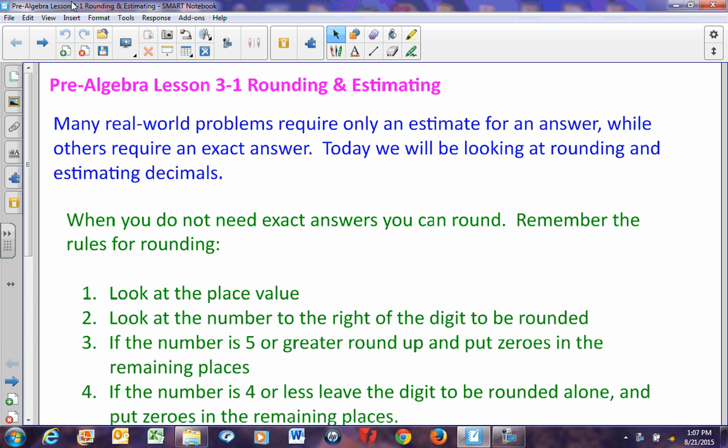However, if I'm going grocery shopping and I have $100, I can give an estimate. I go, okay, I'm going to spend $95. There's a pretty good chance I'm not going to go $5 over. So today we'll be looking at rounding and estimating decimals. Now, when you do not need exact answers, you can round.